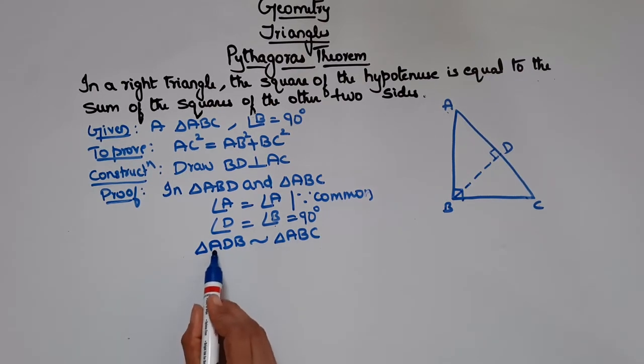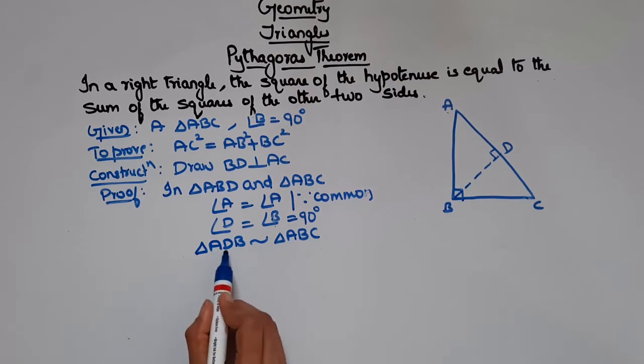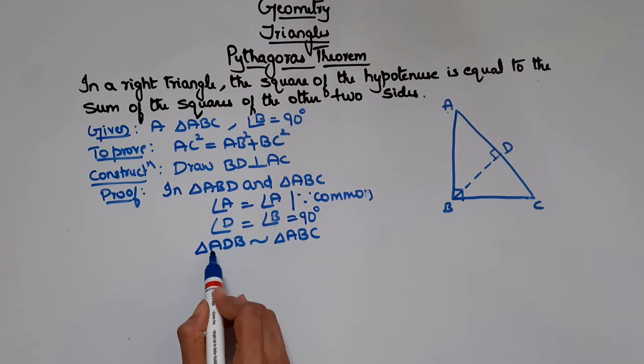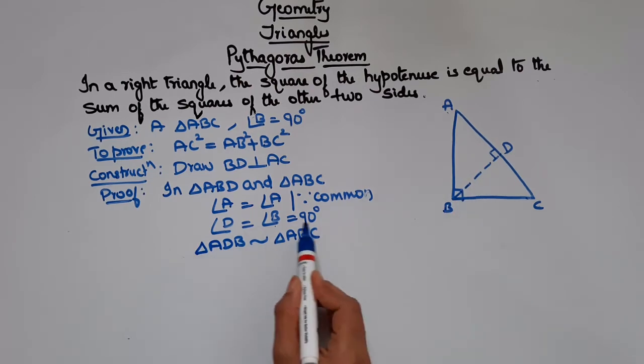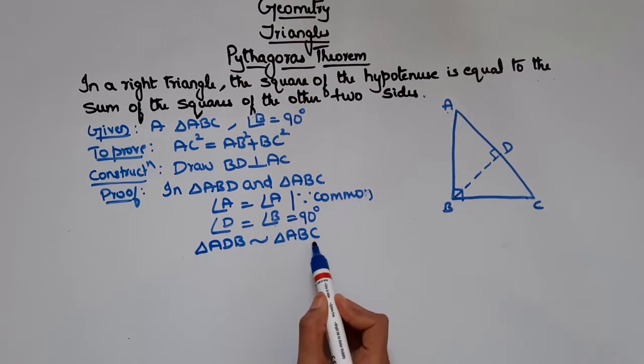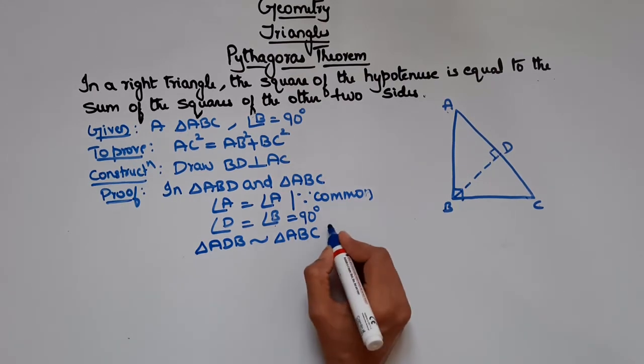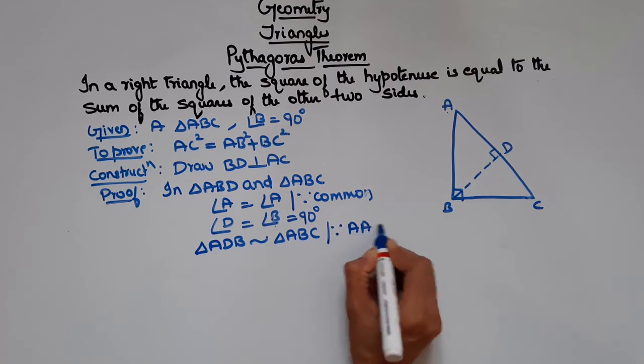So I repeat, angle A is equal to angle A, angle D is equal to angle B, and the remaining angle of triangle ADB is B, and the remaining angle of triangle ABC is C, right? So now we said these two triangles are similar to each other by AA similarity.